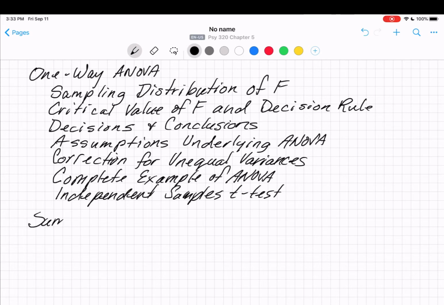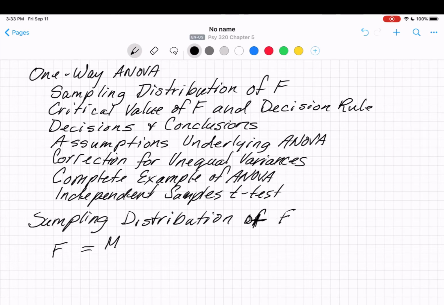Okay, so before we get into the sampling distribution of F, I want to remind you a little bit about what we've been talking about with the treatment index, which is our F statistic. Okay, so just to remind you, our F is our treatment index, and we calculated that by doing our mean square A divided by mean square S over A.